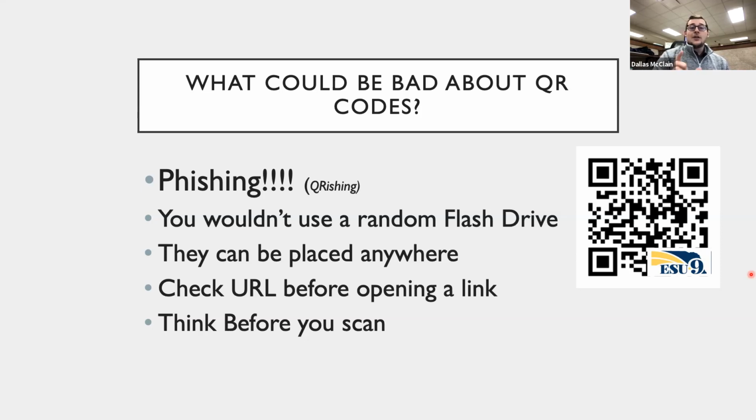Before you actually open the link, when you scan it, there should be a URL or some type of information before you actually click on it that tells you what the code actually is. Like my contact information should say contact info. A website should give you the URL. So just think before you scan. And if you scanned this code, it takes you to weather.gov. So it has nothing to do with the ESU9, but you can think it does because I put that logo there.